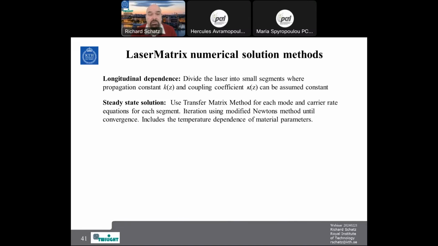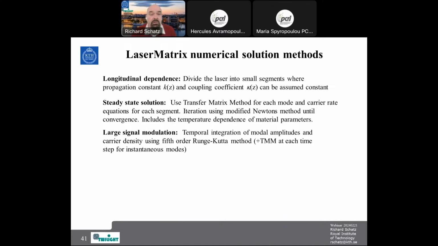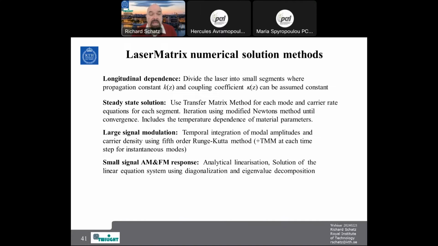So the steady-state solution uses this transfer matrix method for each mode and carrier rate equation for each segment. And then I use iteration using modified Newton's method until convergence. And it includes the temperature dependence of material parameters, as I said. The large signal modulation is a temporal integration of modal amplitudes and carrier density using fifth order Runge-Kutta method. And then I have the small signal AM and FM response, and also the noise. It's a multi-mode resolved dynamic model and noise model, which I will go through a little bit.